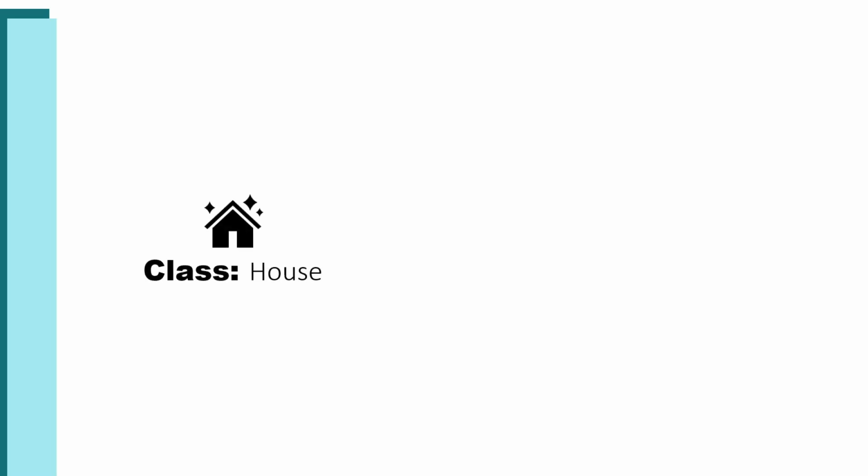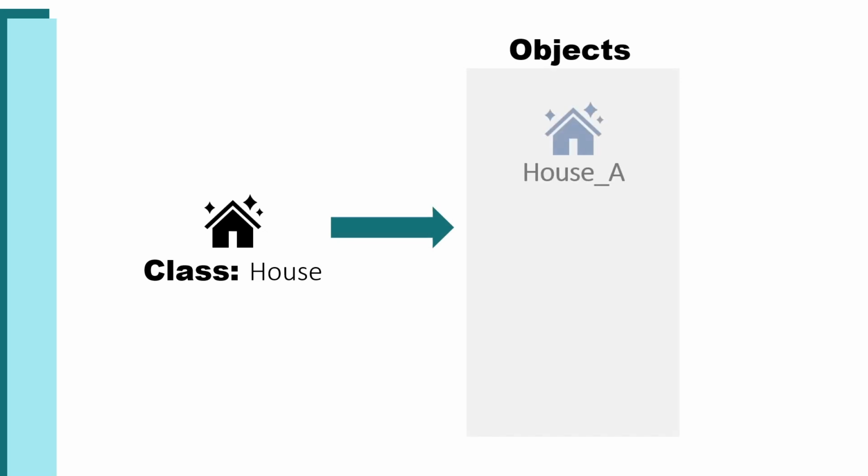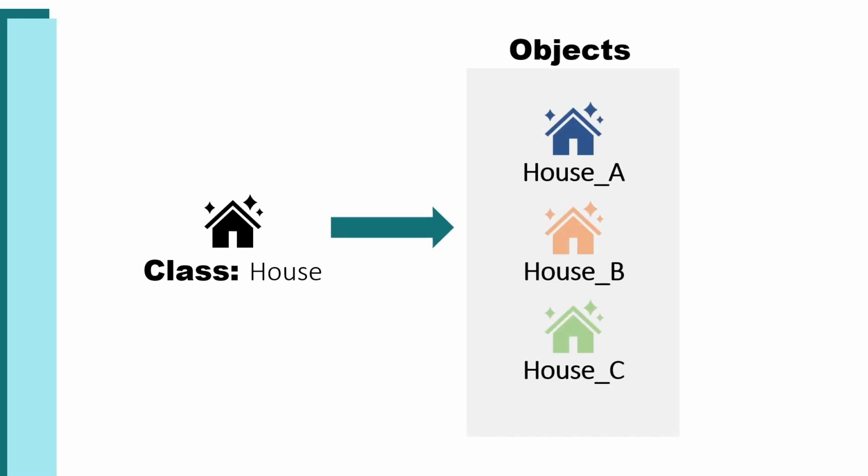So using the class of the house, I can create, for example, three house objects and I will name them house A, house B, and house C. So imagine that these houses represent variable names and they have the same data type, which is house. And these houses are also called instances of the house data type. And that is the third concept, instances.